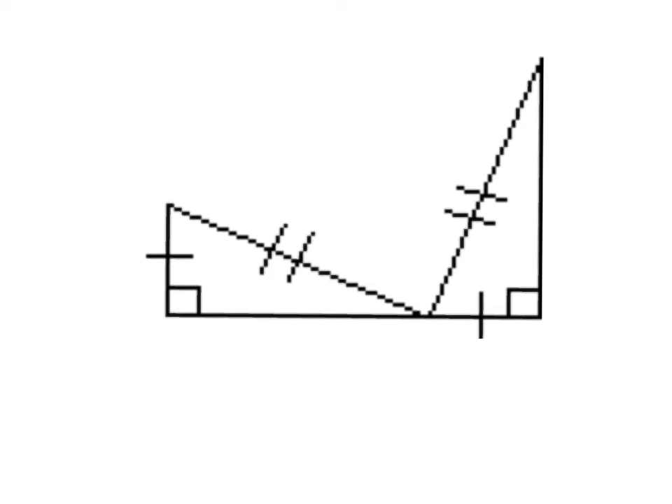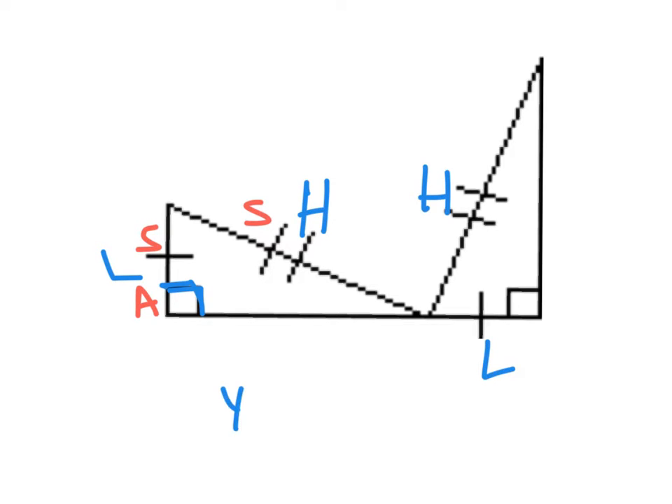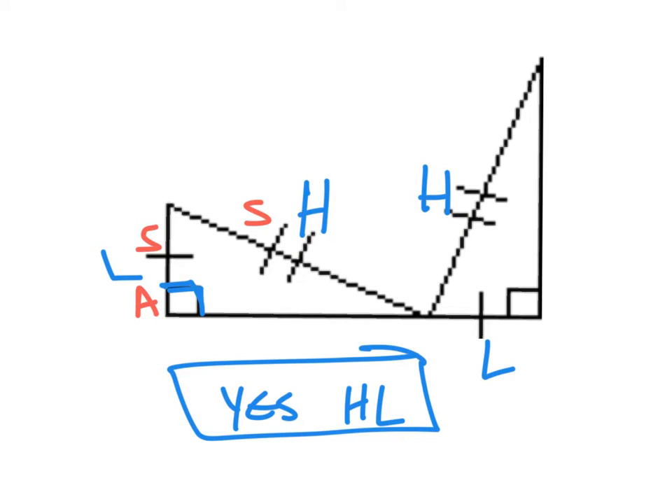The next problem, at first when we take a look at this, we see that it's side, side, angle. So we would think that that is not one of them. But actually this is the exception, because since we have the right angle, we have hypotenuse and leg. Hypotenuse leg. So this is yes, because of the hypotenuse leg theorem to prove the two triangles are congruent.